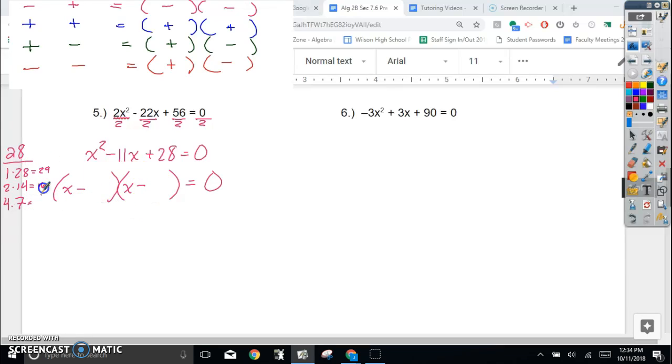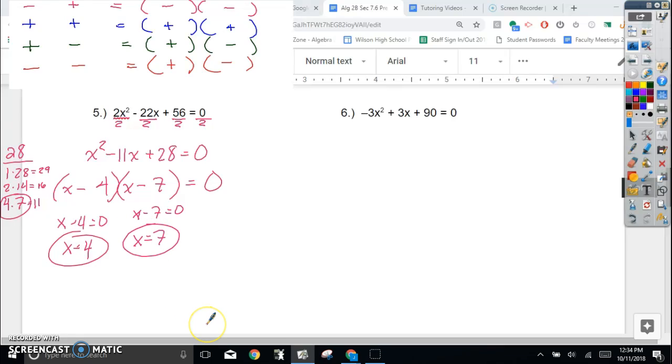Now these signs in my answer are the same. So when they're the same, we add them. You can see 4 and 7 give you this 11 you need. So x minus 4 equals 0, x will be 4. x minus 7 will be 0, so x is 7. There are your two solutions. All right, next one.